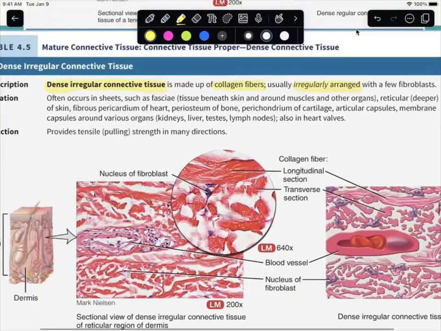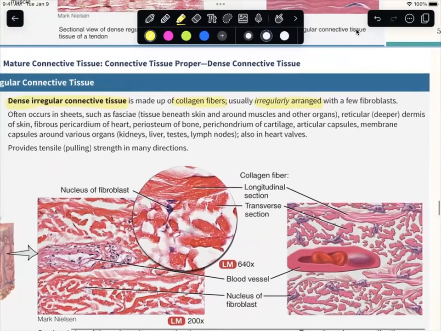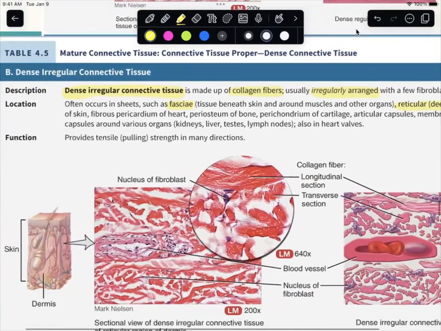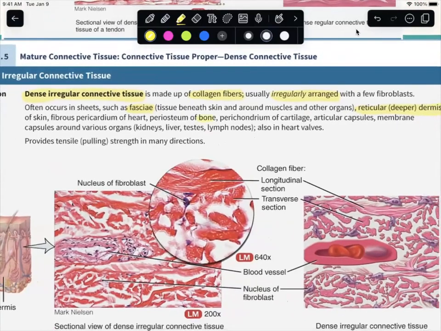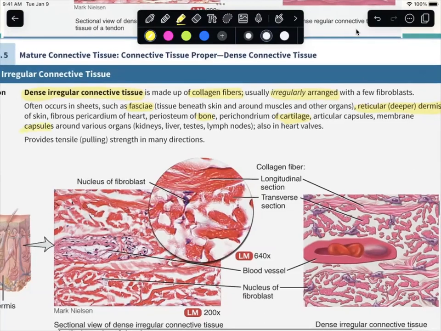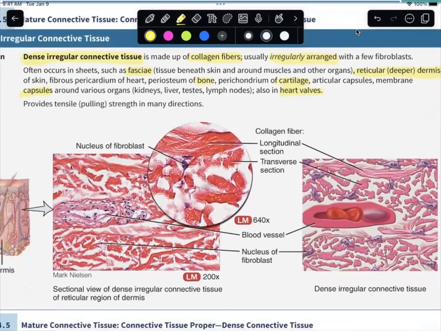Where are we going to see these? Your fascia, your layers in your skin. That's where this slide is from. Your bones, cartilage, capsules that wrap around organs, and even your heart valves. So there's collagen fibers, tissues just going multiple different directions. Some of them are going that longitudinal, that long shape. Other ones look like they're jumping right out at you.